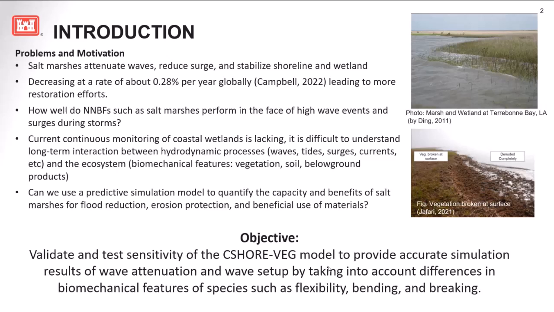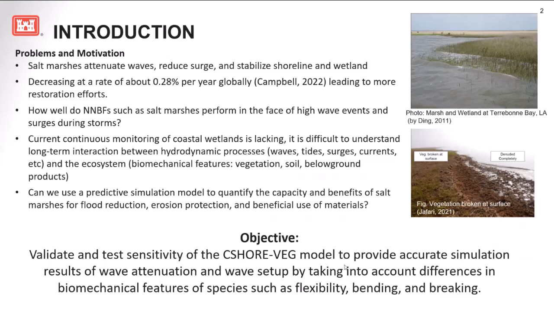Currently, we have continuous monitoring of coastal wetlands, but it's pretty lacking, and it's difficult to understand long-term interaction between the hydrodynamic processes and the ecosystem. So we want to know if we can use a predictive simulation model to quantify the capacity and benefits of salt marshes for flood reduction, erosion protection, and beneficial use of materials.